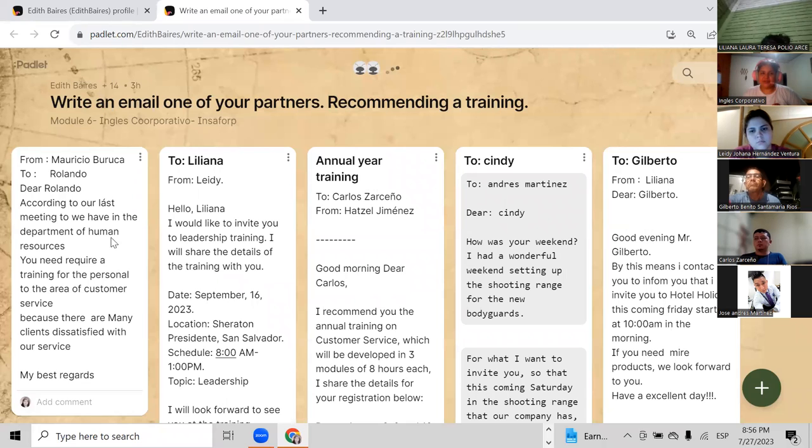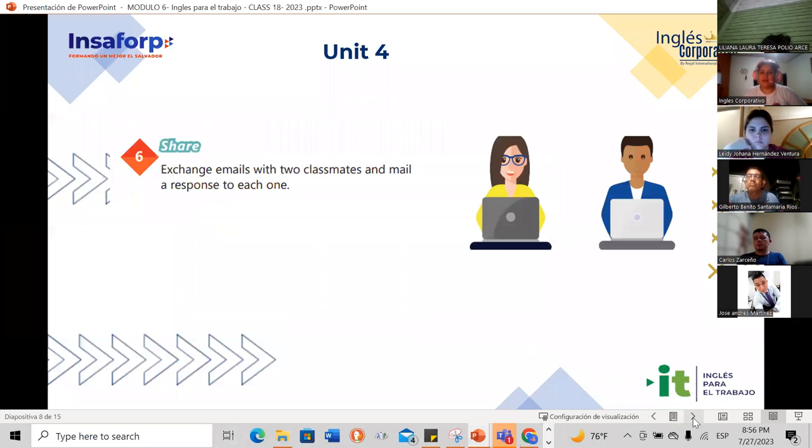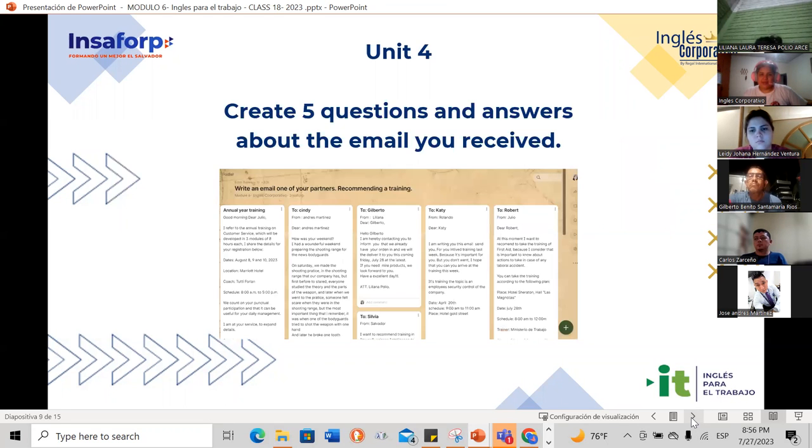We're going to continue later at the end of the class. Vamos a regresar aquí. We're going to continue in a different activity. Okay, vamos a continuar en otra actividad. Then we're going to read it. Después vamos a leerlo. Cada quien va a leer su correo. Okay, exchange email with two classmates. I respond to each. No, that will be at the end. Okay. But I need that you reply the email, okay, in order to do this activity, because we're going to create 5 questions, okay, about the email that we received, similar to the questions that we have here.